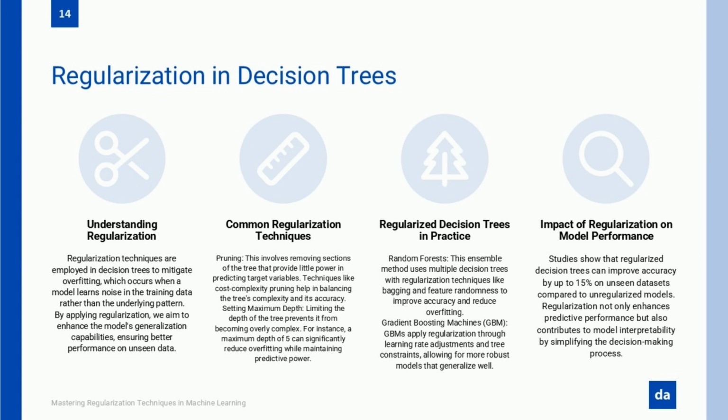And now that we've seen how regularization works in decision trees, the next question is, what happens when we use ensembles, like random forests and gradient boosting? Because when you combine multiple decision trees, regularization becomes even more critical, and trust me, it works in a completely different way.